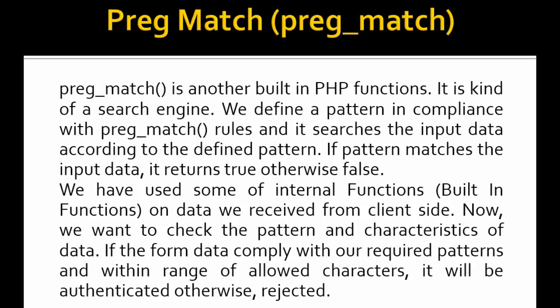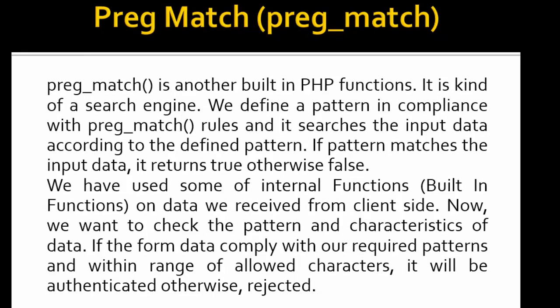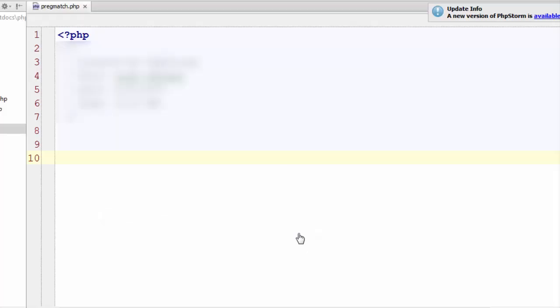We have used some internal functions on data we received from the client side. Now we want to check the pattern and characteristics of the data. If the form data complies with our required pattern and is within the range of allowed characters, it will be authenticated, otherwise rejected. Let's try some of these patterns. You can find patterns on the internet easily. It's better to find one which suits your requirement. If you want to make a pattern on your own, it's a different subject. Now let's use some of the patterns which are used very often.